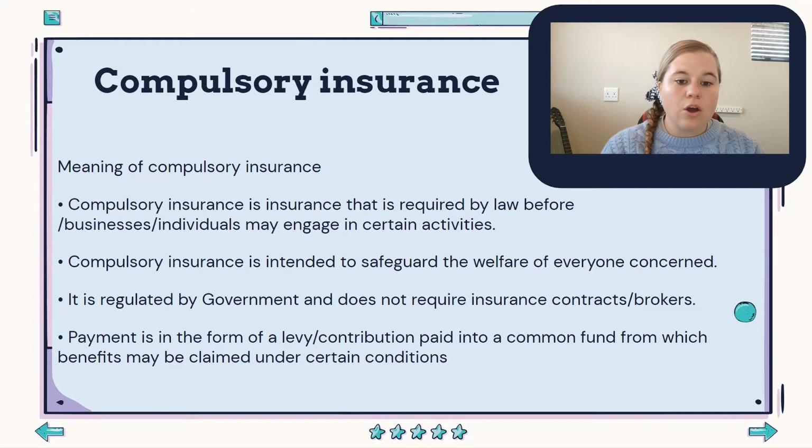Of compulsory insurance. Compulsory insurance is insurance that is required by law before businesses or individuals may engage in certain activities. Compulsory insurance is intended to safeguard the welfare of everyone concerned. It is regulated by the government and does not require insurance contracts or brokers. Payment is in the form of a levy or contribution paid into a common fund from which benefits may be claimed under certain conditions.